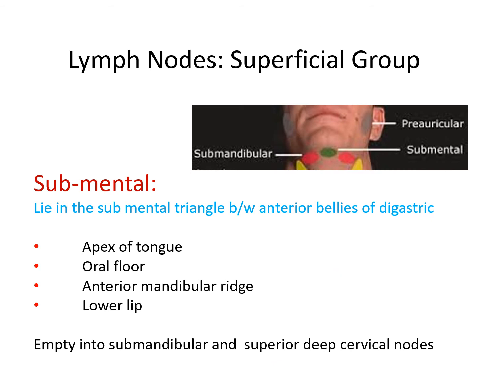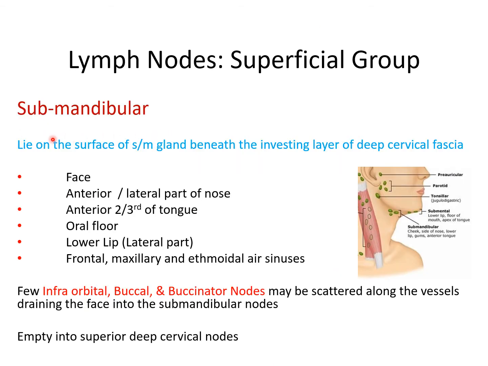lymph nodes. The submandibular group of lymph nodes lie on the surface of the submandibular gland beneath the investing layer of deep cervical fascia, and they are responsible for draining the face, the anterior and lateral part of the nose, the anterior two-thirds of the tongue, oral floor, the lateral part of the lower lip, as well as the frontal, maxillary and ethmoidal air sinuses.